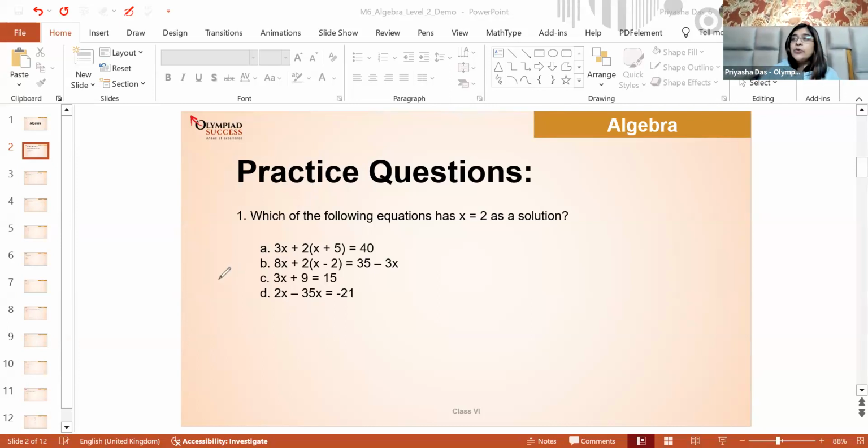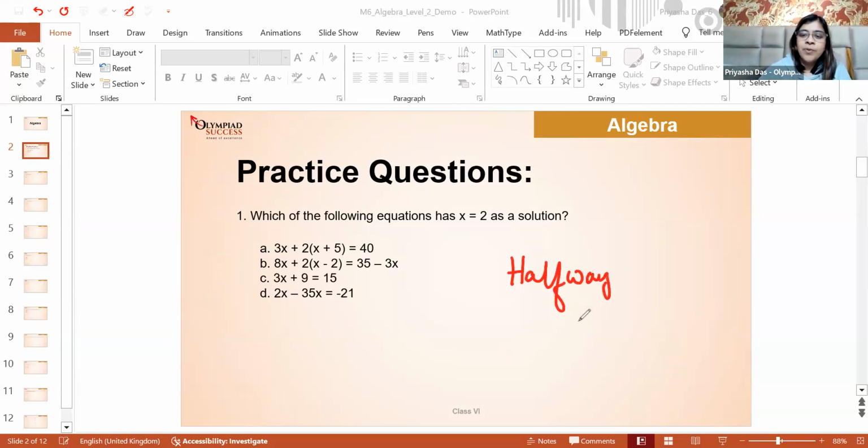Like, see, what I do is call as the halfway process. Please make a note of it, everyone. This process is called as the halfway process. What is the meaning of halfway process? Halfway process is when you don't solve the entire question, but just do a rough estimate.